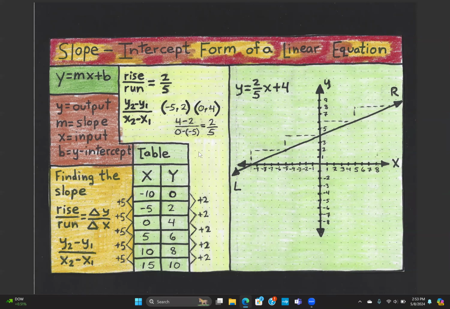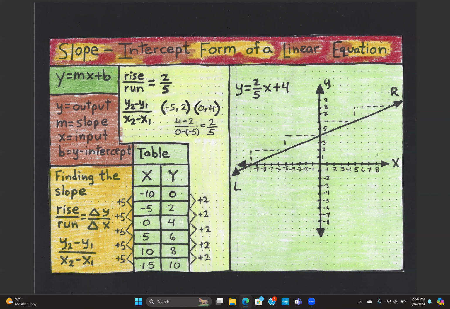Another way to get the slope right here, in lieu of, let's say, counting the change in y over the change in x, we can go ahead and use this formula, y sub 2 minus y sub 1 over x sub 2 minus x sub 1. And all you have to do is pick 2 points. And here are our points right here. Let's say we have a negative 5 comma 2, and we have a 0 comma 4.